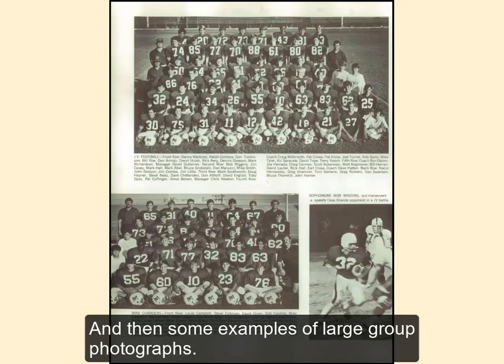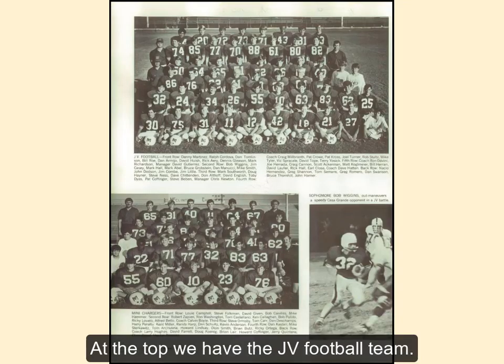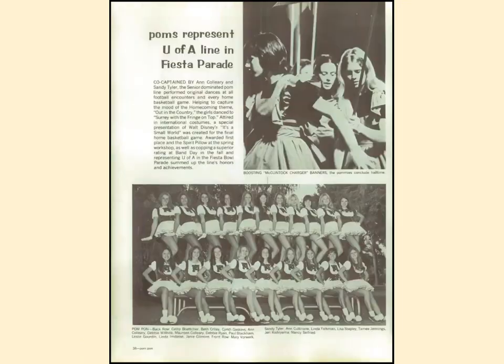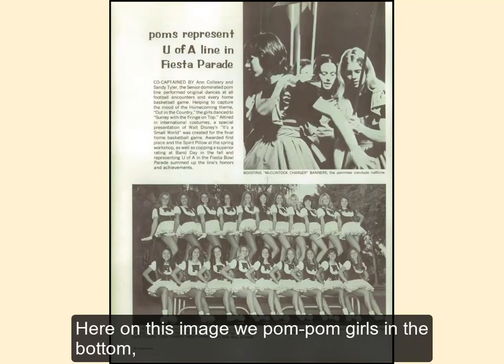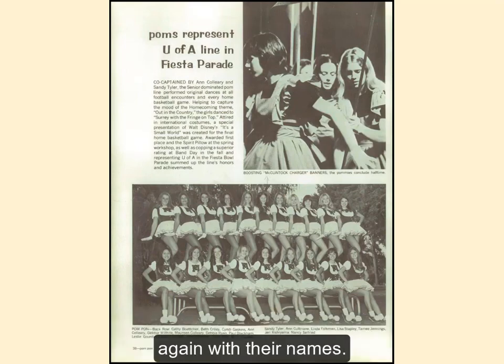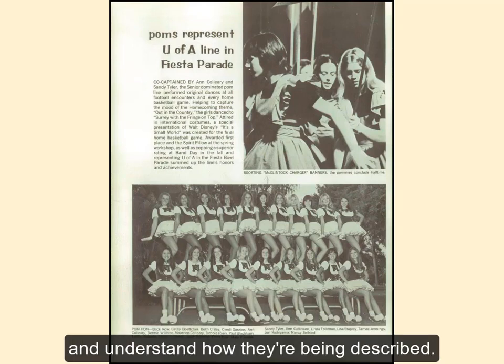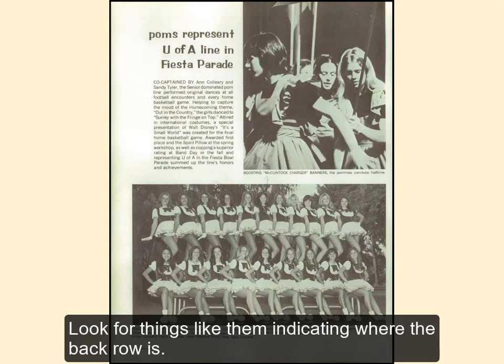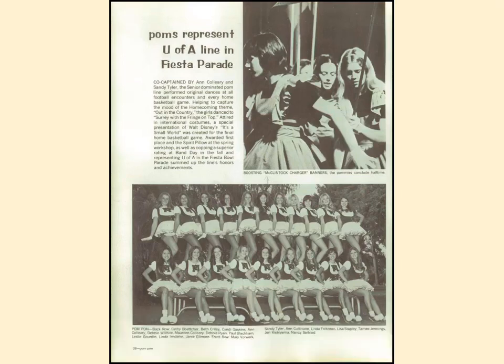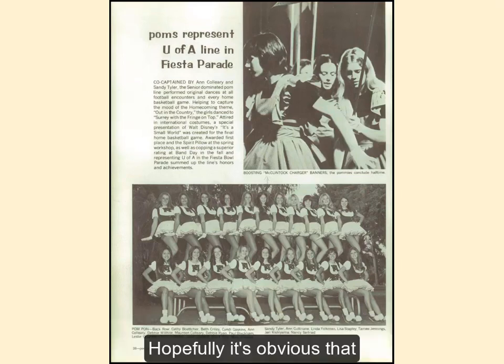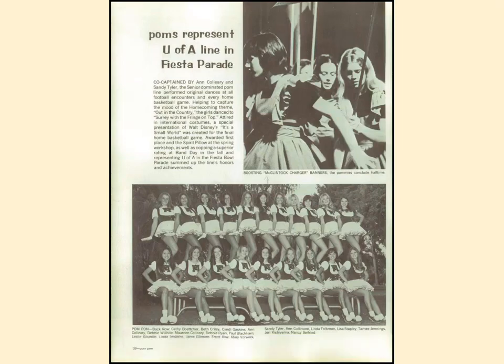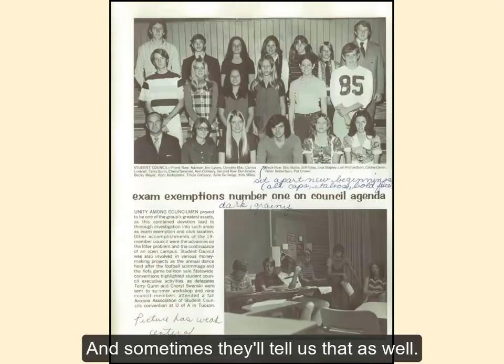And then some examples of large group photographs. At the top we have the JV football team. Here on this image we have the Pom girls at the bottom, again with their names. Sometimes it takes a minute or two to read the names and understand how they're being described. Look for things like them indicating where the back row is. Hopefully it's obvious that they're going from left to right. Sometimes they'll tell us that as well.